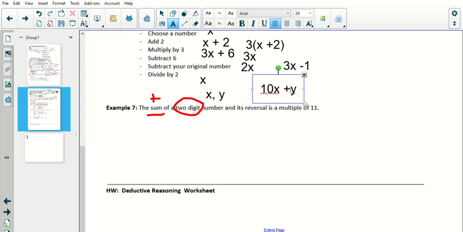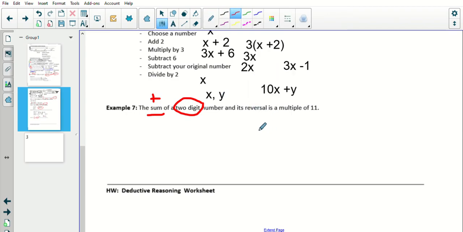Okay, it's the same as saying we'll place x as 2, right? 2 times x is 20, and we'll say y is 3. That's the same as saying 23. Okay, so that's what that really means, is we're going to represent by looking at something like this.